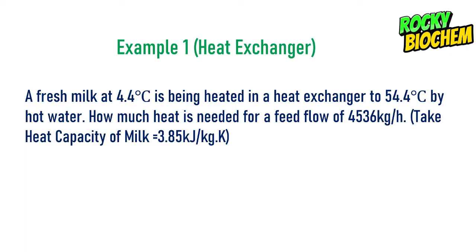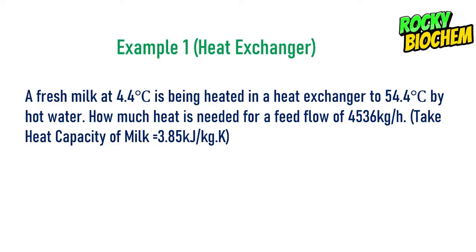These kinds of questions are very simple. All you have to do is try to spot whether the heat change here is a sensible heat change or a latent heat change. So let's start breaking down the question. We can see from here that the fresh milk was initially at 4.4 degrees Celsius and it was heated to 54.4 degrees Celsius. And from the definition of sensible heat, we came to understand that sensible heat will cause changes in temperature without any change in phase.